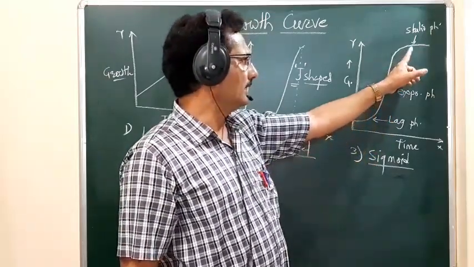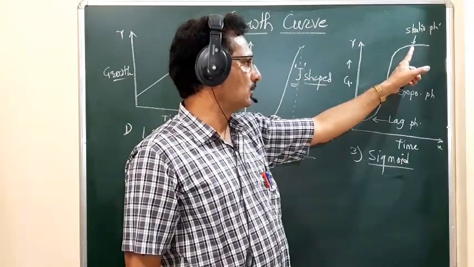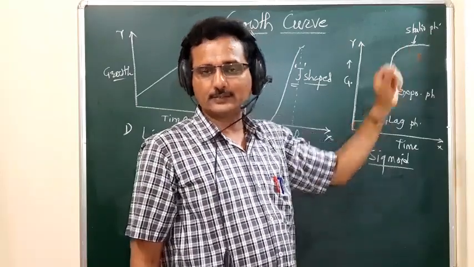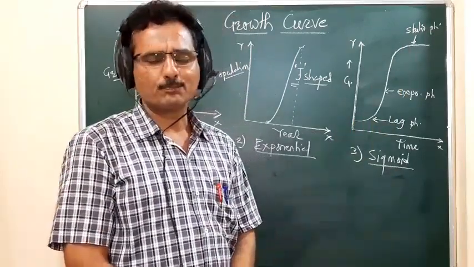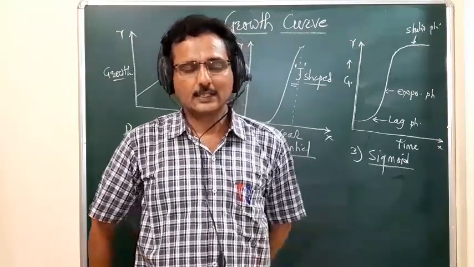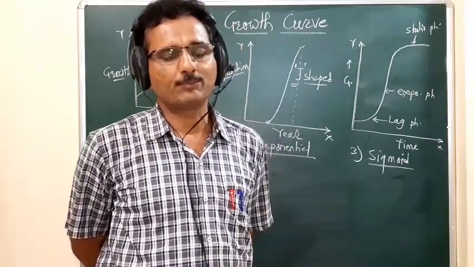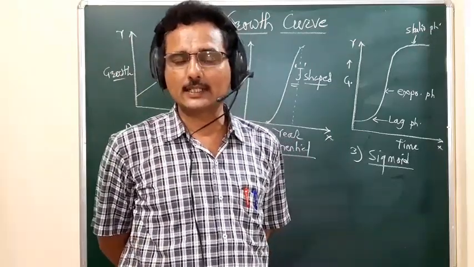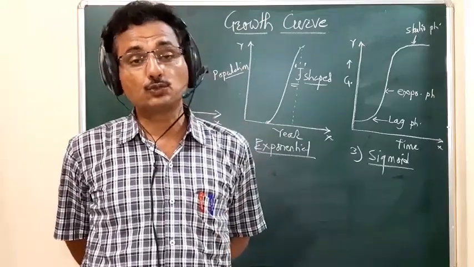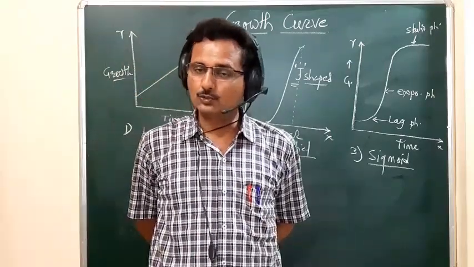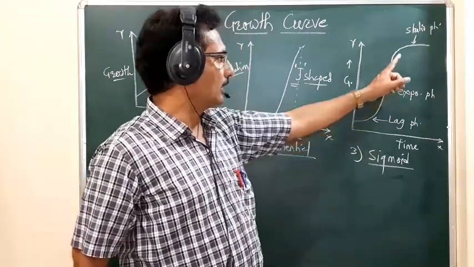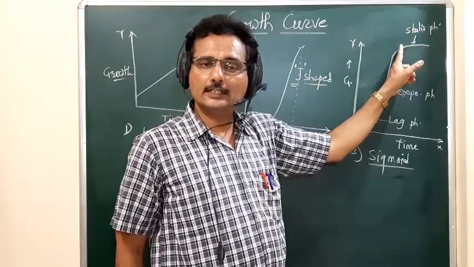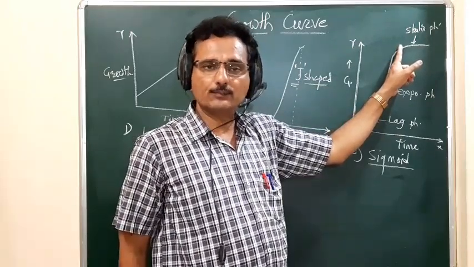Then finally, that growth attained its maturity. So that phase is called a stationary phase. Maturity in the sense, that phase is also called a senescent stage, or an adult stage, or a mature phase, when that organ or plant part attained its final growth. At that time, what happened?